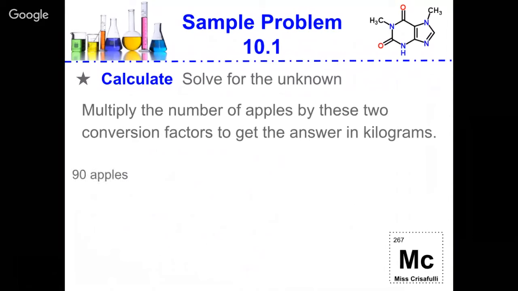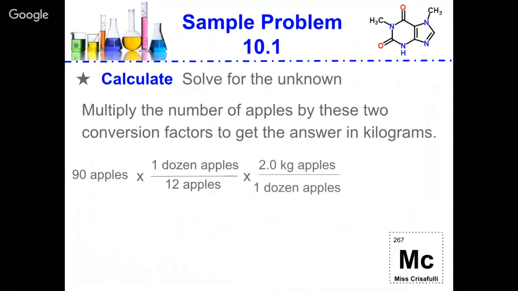So we're going to start off with 90 apples. We're going to multiply that by a dozen apples is 12 apples. And then we're going to multiply that by 2 kilograms of apples is 1 dozen apples. And as always, before we even plug anything into our calculator, let's check to make sure all of our units cancel, and they do. And what we want is kilograms of apples, and that's what the whole problem is asking us to solve for. And that would be 15 kilograms of apples.